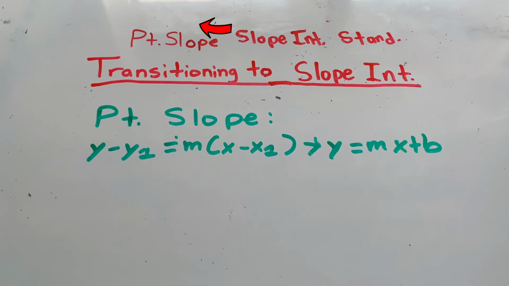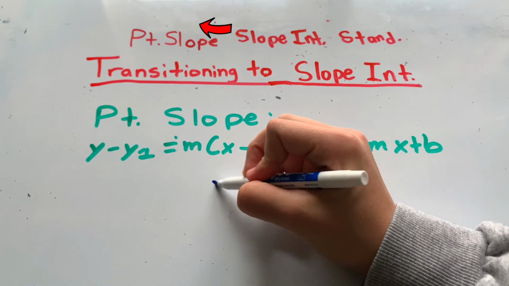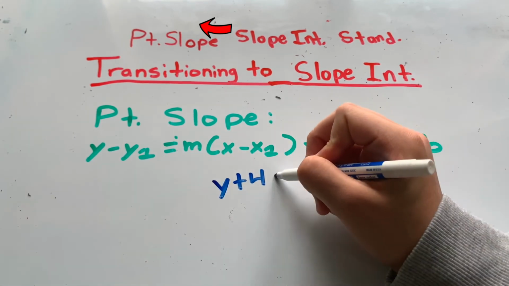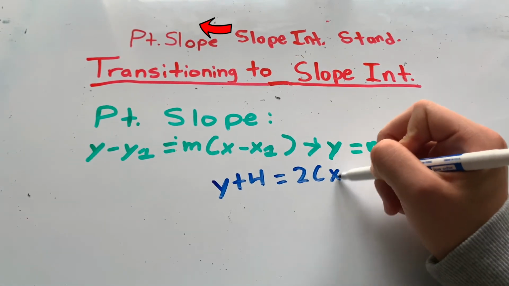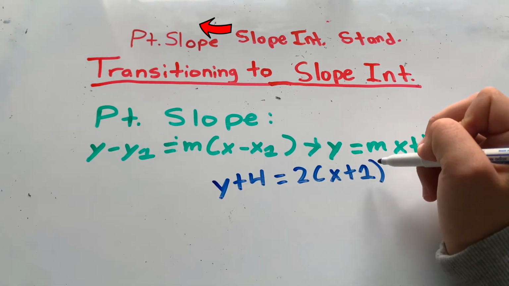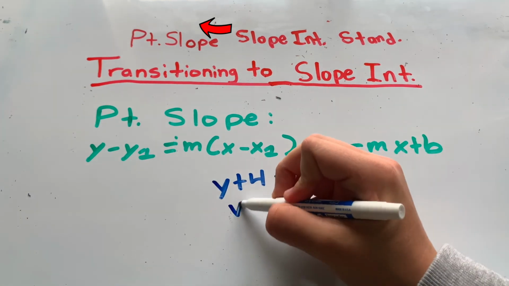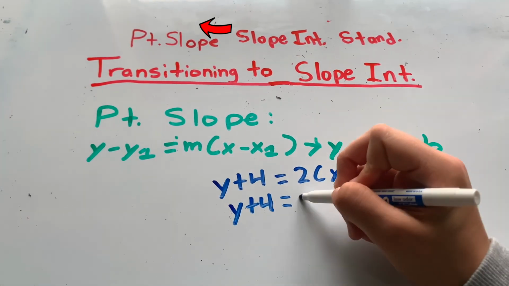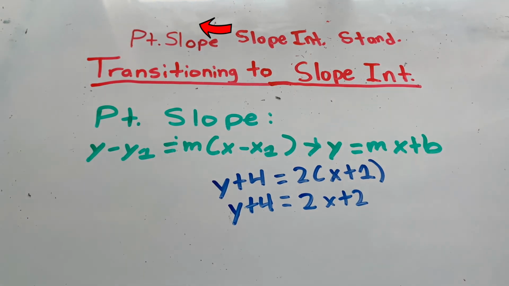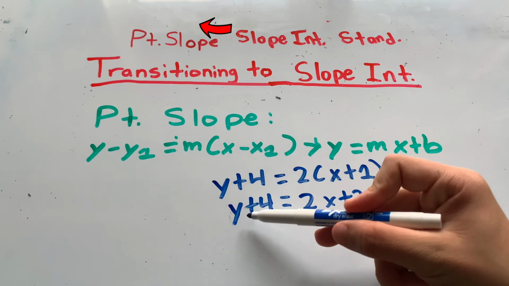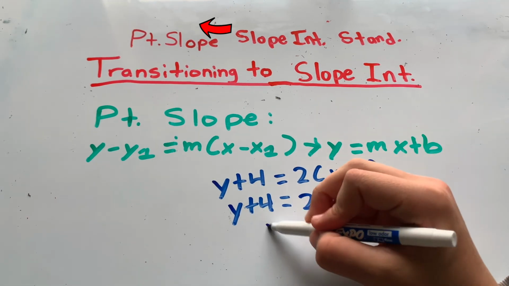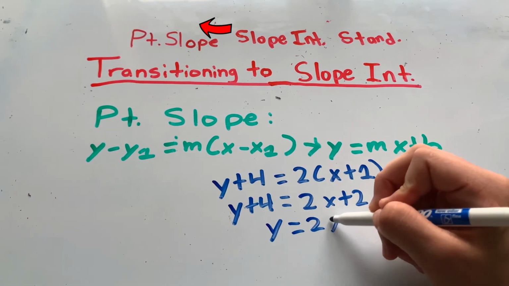It's pretty simple. We're going to use the equation y plus 4 equals 2, parenthesis, x plus 1. First, we're just going to simplify the equation by getting rid of the parentheses. So it's going to become y plus 4 equals 2x plus 2. And then all we have to do from there is subtract the 4 over, and the y is isolated by itself. So it becomes y equals 2x minus 2.